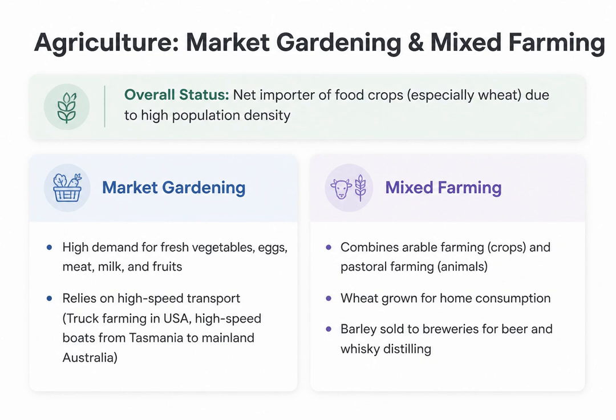This requires rapid transport, leading to truck farming in the US, and the use of high-speed boats to rush produce from Tasmania to mainland Australia. Farmers also practice mixed farming, cultivating crops on plowed land while keeping animals on grass meadows. They grow wheat for local food and high-quality barley specifically for breweries and whiskey distilleries.